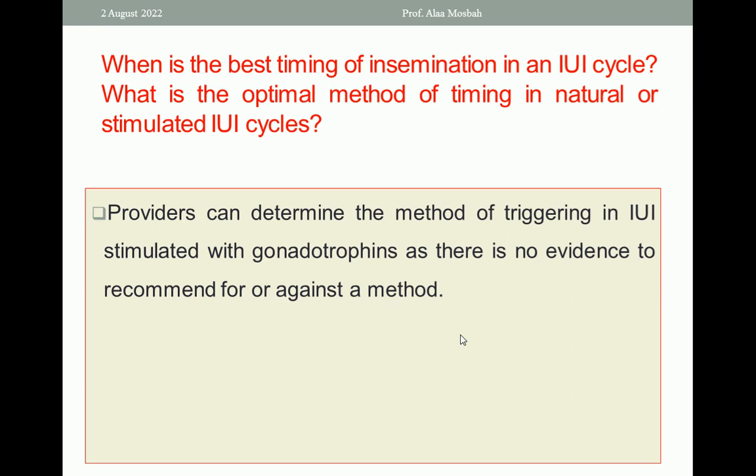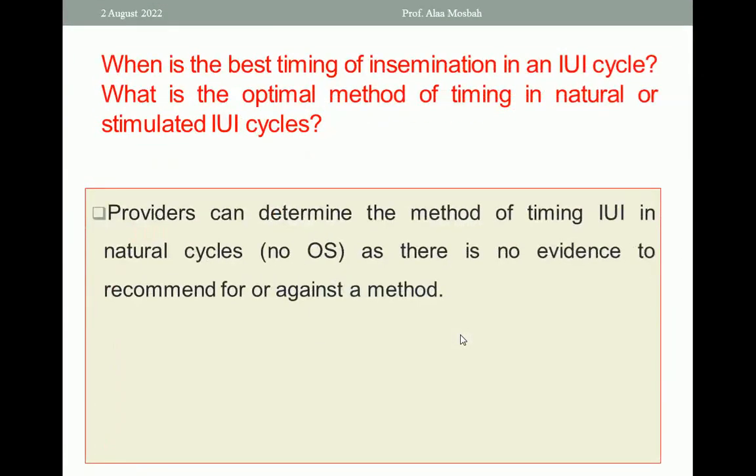Same question. Providers can determine the method of triggering in IUI stimulated with gonadotrophins, as there is no evidence to recommend for or against a method. Providers can determine the method of timing IUI in natural cycle without ovarian stimulation, as there is no evidence to recommend for or against a method.